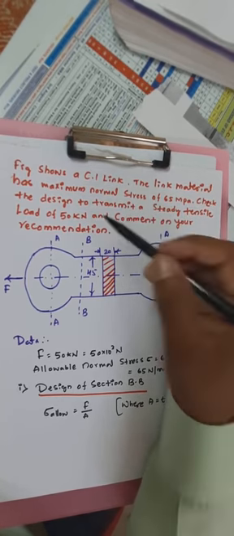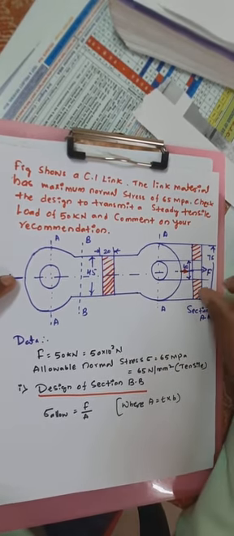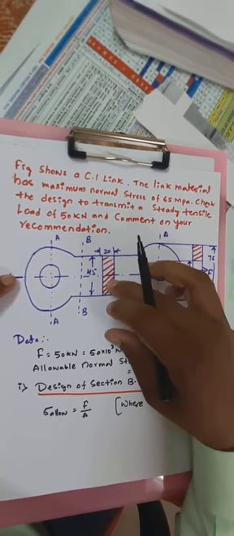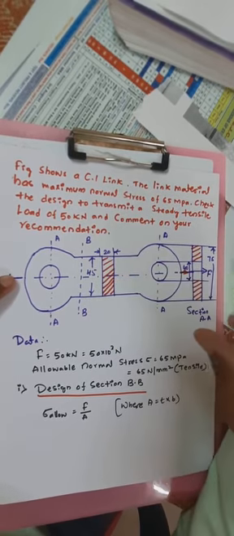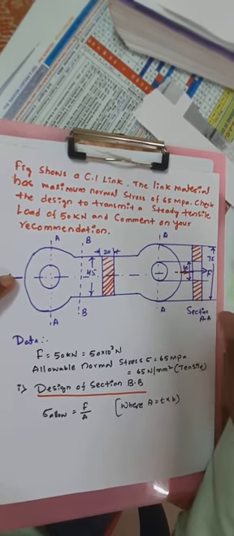This is the given cast iron link. Here we have two sections, section AA and section BB. For that, we need to design section BB as well as section AA, and write a comment on this: whether the link is able or not able to transmit a steady load of 50 kilonewton. That is very important.